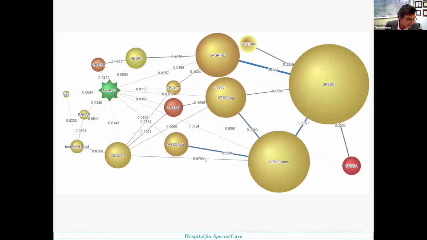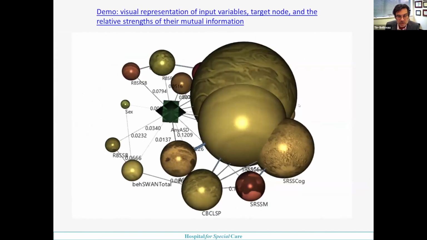So what this looks like as a visual representation of the data, these are some of the variables. The node in the center is the presence or absence of autism, and each variable is connected to the others by an arc. And here we have the strength of the relationship among the input variables and how they relate to the presence or absence of autism. And this is a three-dimensional representation of what it looks like as a network, which we can physically manipulate and turn for data exploration.